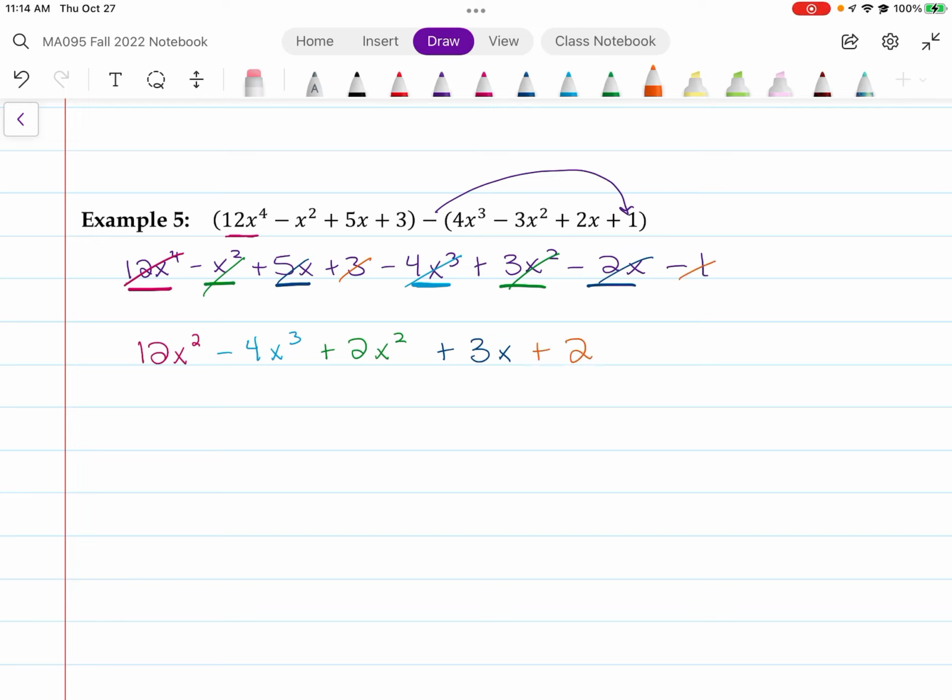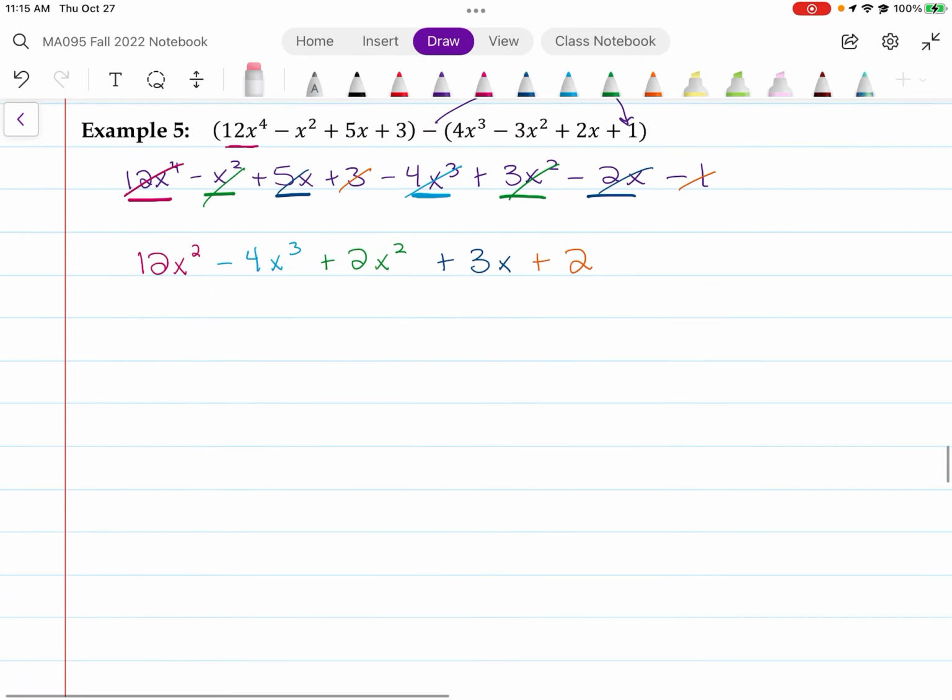All right, and there's my final very colorful answer. And you can also rewrite this again one more time in between my two steps. Right in here, you can rewrite this with the terms side by side if that helps you.